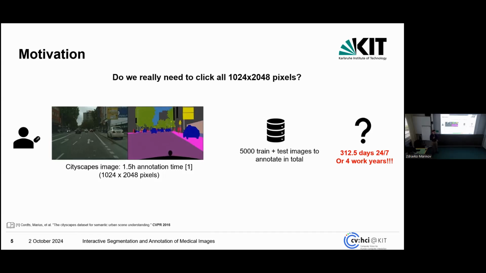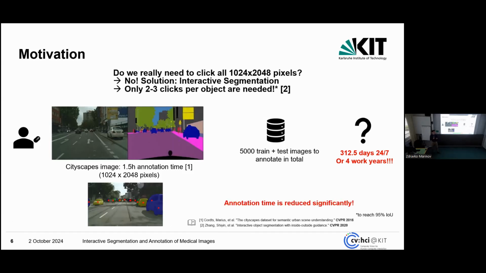Do we really need to click all of these pixels and manually annotate the image? If the answer was yes, we wouldn't really have this presentation today. So the answer is no, and most of the commercial software for annotation and open source software actually use interactive segmentation of these images. And this reduces the amount of effort you need to provide to segment such images. Current state-of-the-art approaches like this one could segment an object using just 2 to 3 clicks. This reduces the annotation time significantly.